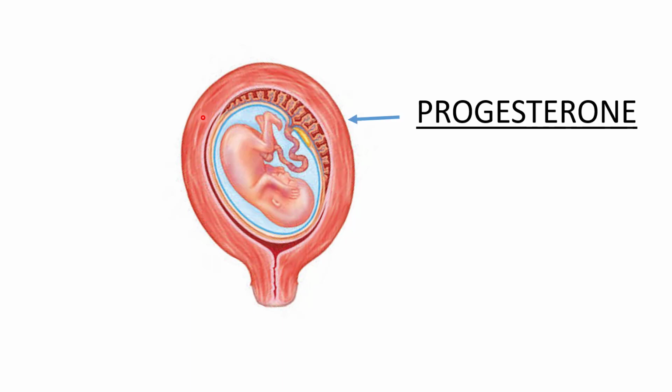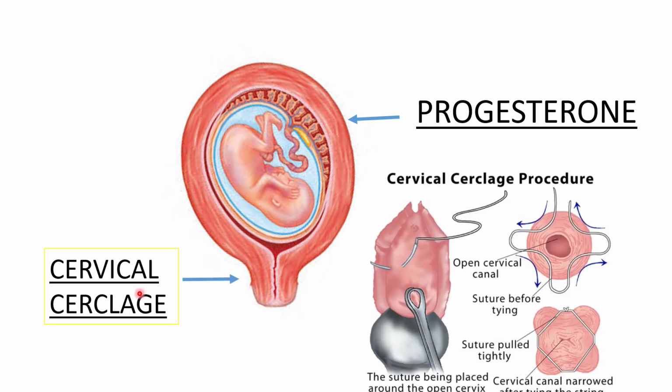We can relax the walls of the uterus by giving progesterone, because progesterone will inhibit the release of prostaglandin and it will cause relaxation. And how can we provide mechanical support to the cervix? If we suture the cervix with the help of a thread, that is cerclage. So cervical cerclage can be applied to prevent preterm labor.